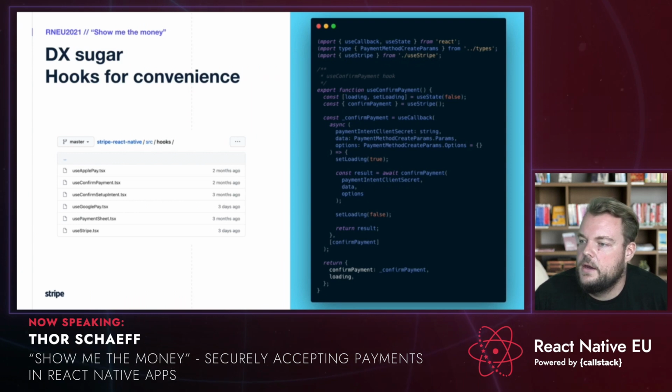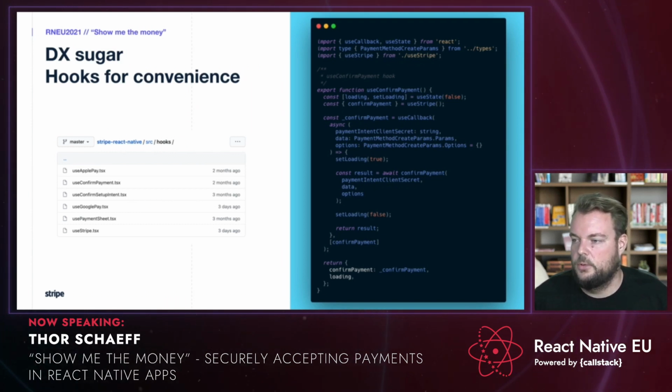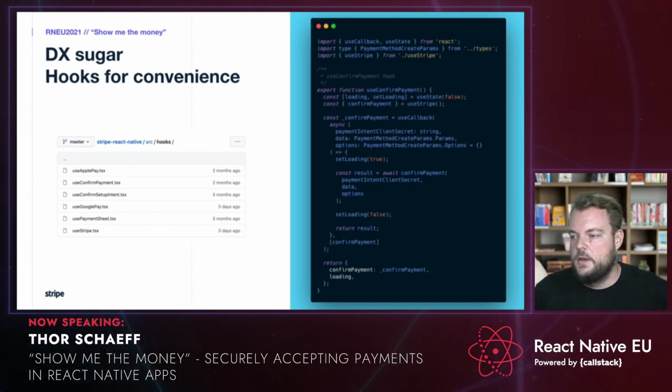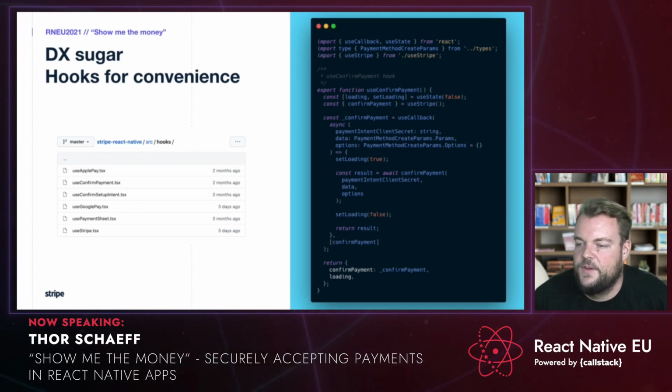So you can see here, for example, the useConfirmPayment hook also exposes a loading state variable. And so you don't have to do that yourself. You can just use that loading variable to, for example, disable your button while the payment is being confirmed. And so that's really just to give you a nicer developer experience.